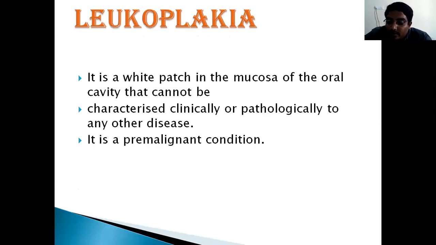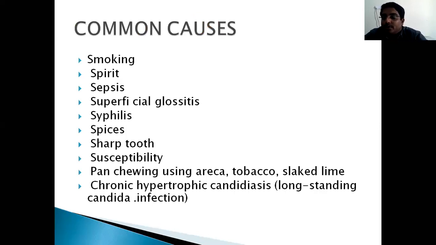Then what are the common causes? The first one is smoking and spirit, all S's. Smoking, spirit, sepsis, superficial glossitis, syphilis, spicy foods, sharp tooth, susceptibility, pan chewing using areca, tobacco, and slaked lime, and chronic hypertrophic candidiasis. These are the common causes for leukoplakia, and leukoplakia is a pre-malignant condition.